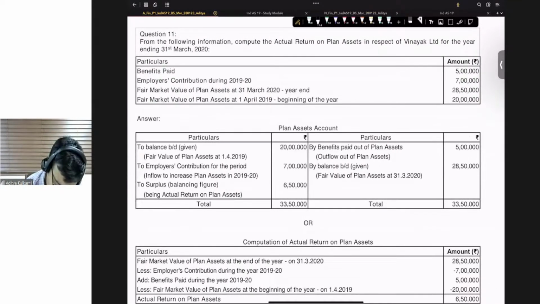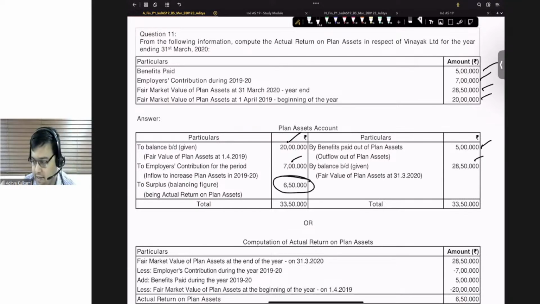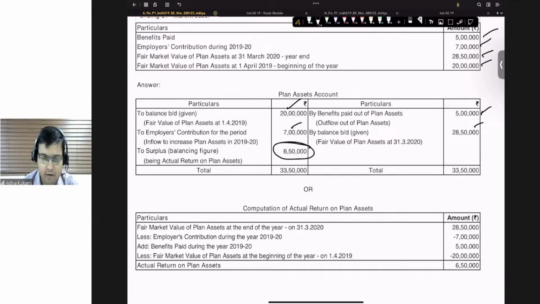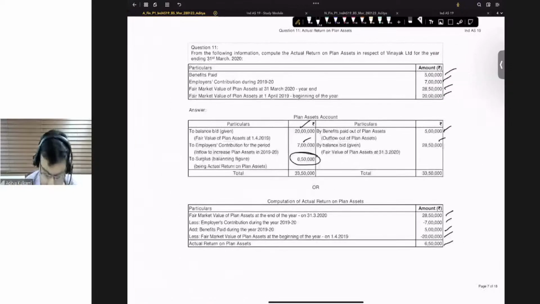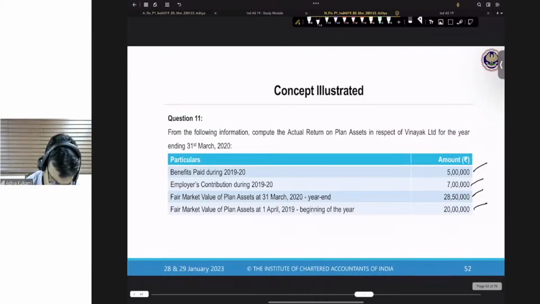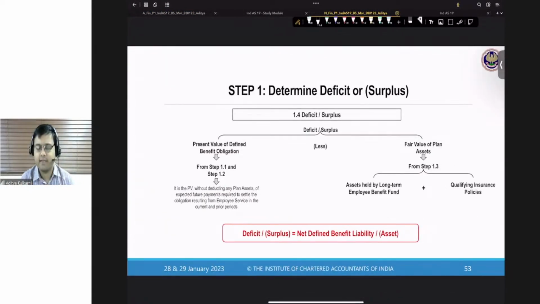Opening balance 20 lakhs, closing balance 28 lakh 50, employer's contribution 7 lakhs. You have paid benefits worth 5 lakhs. So the balancing figure is your return on plan assets. Alternatively, you can present it in a statement form: closing balance less contribution, add benefits paid, less opening fair market value. That gives you 6,50,000 actual return on plan assets. I don't want to invest much time in this because that is too elementary. All right, then how do you present?